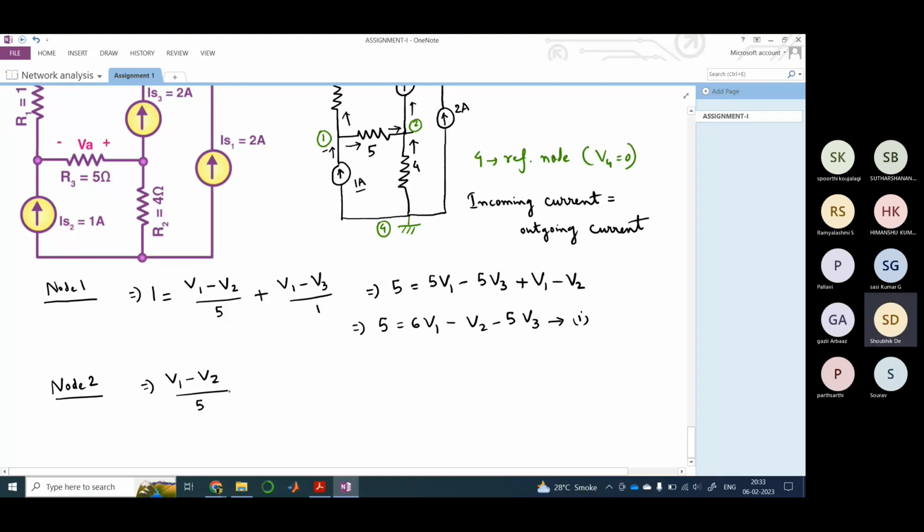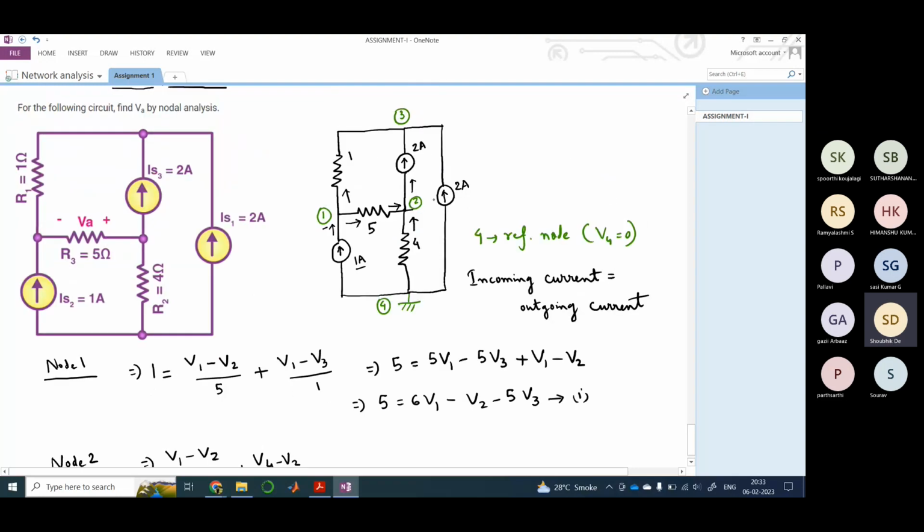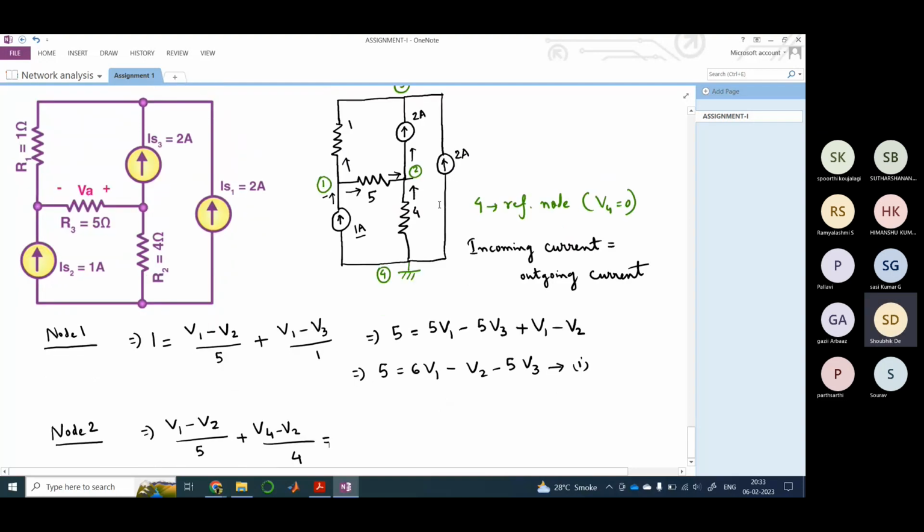And what would be my equation at the node between node 4 and node 2? This would be nothing but V4 minus V2 divided by 4 ohm, and this would be equal to my outgoing current, basically this current here. So this would be nothing but 2 amperes. So this is the equation.